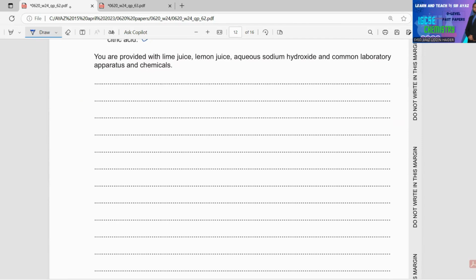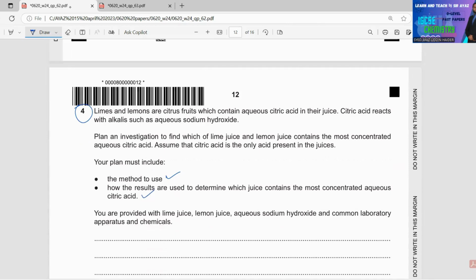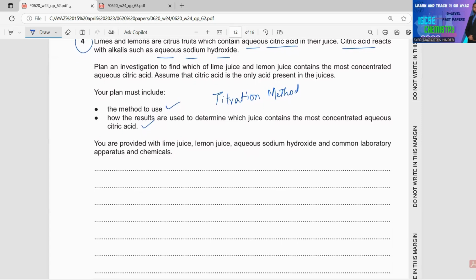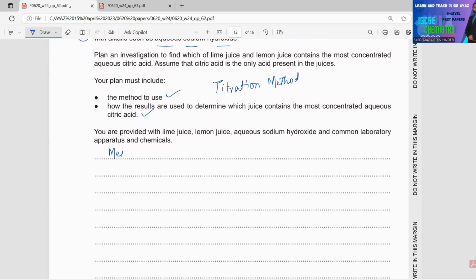And if you look at this, we have to go for titration because it's reacting with aqueous sodium hydroxide. And we are going to check the strength or concentration of lime juice and lemon juice to see which one is more concentrated. So we'll go for the titration method. So you straight away write method is titration. So we get 1 mark for this.